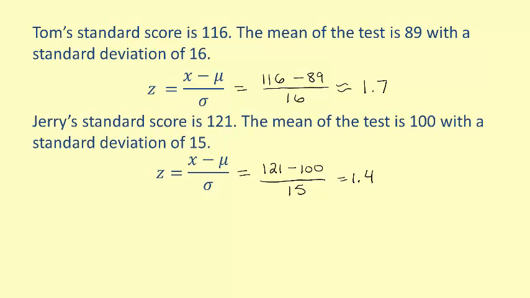Now compare the scores. 1.7 is greater than 1.4. So we can conclude Tom scored better.